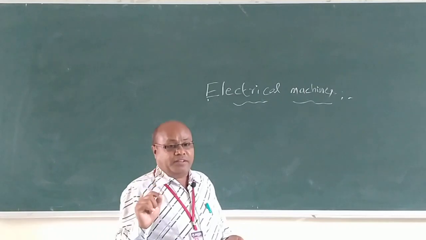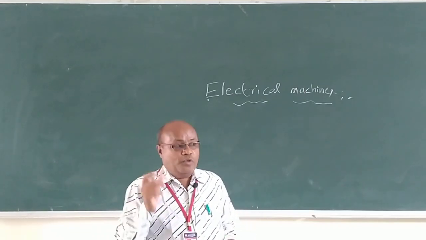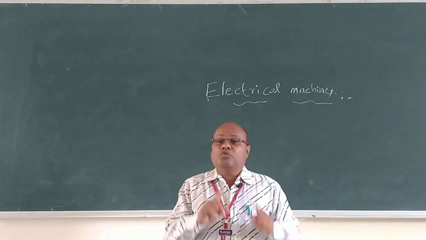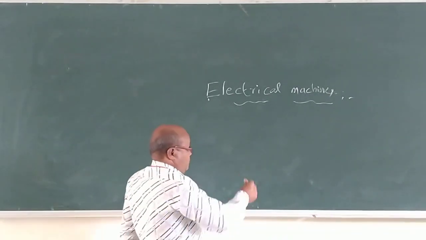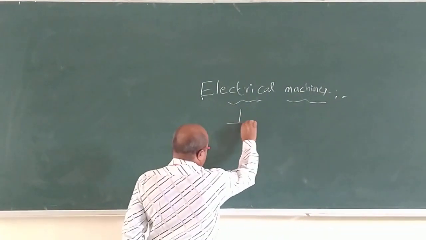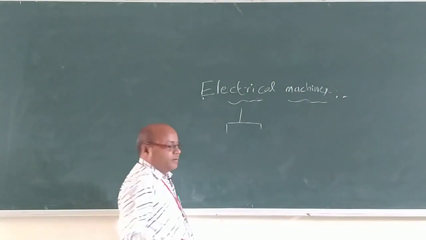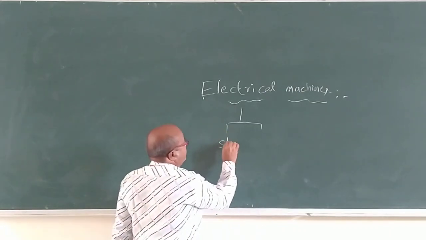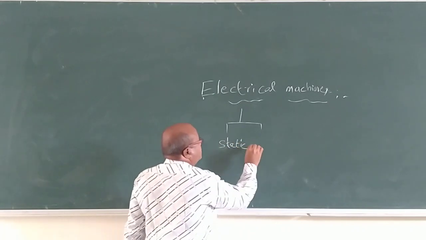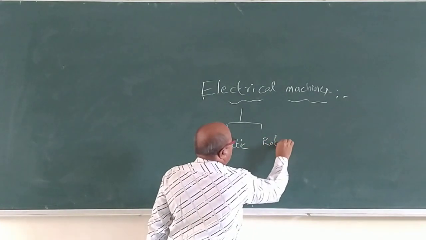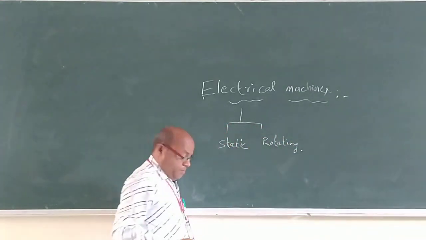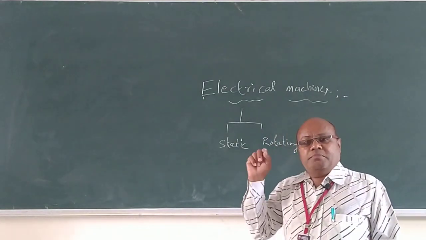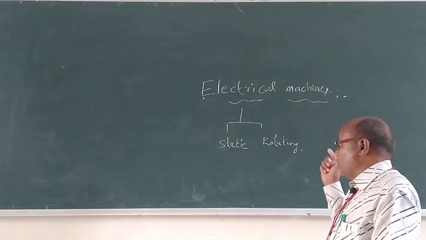But before going to that basic idea, first we should know the different types of electrical machines available throughout the globe. Basically, we have two types of electrical machines: one is static, and another is rotating electrical machines. These are widely available throughout the globe. Either it may be a static electrical machine or a rotating electrical machine.